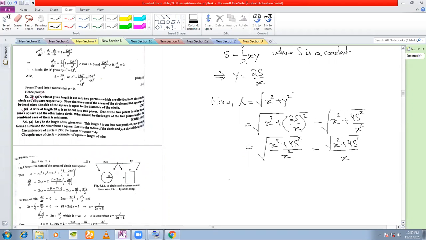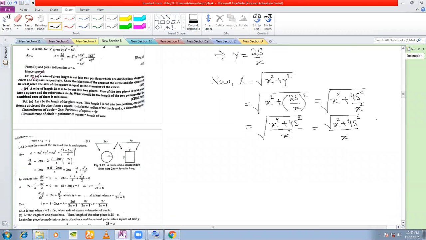So now what to do? Govinda, tell me what to do. Hello. Yes, tell me what to do after this. Sir, after this we will differentiate. Differentiate what with respect to what? Sir, with respect to x. DL dx we will find, right?